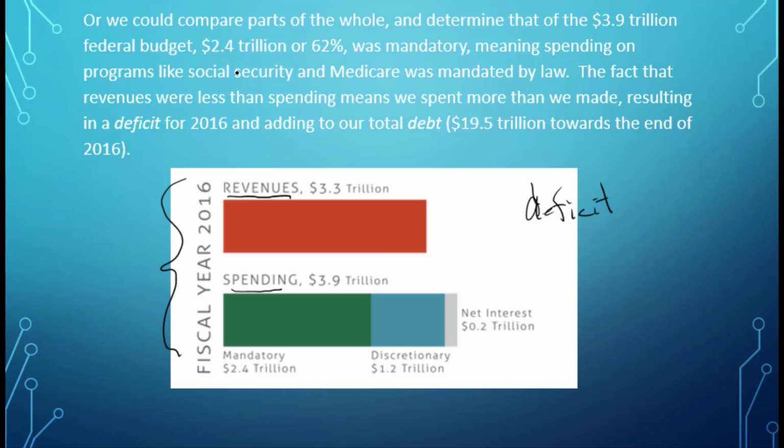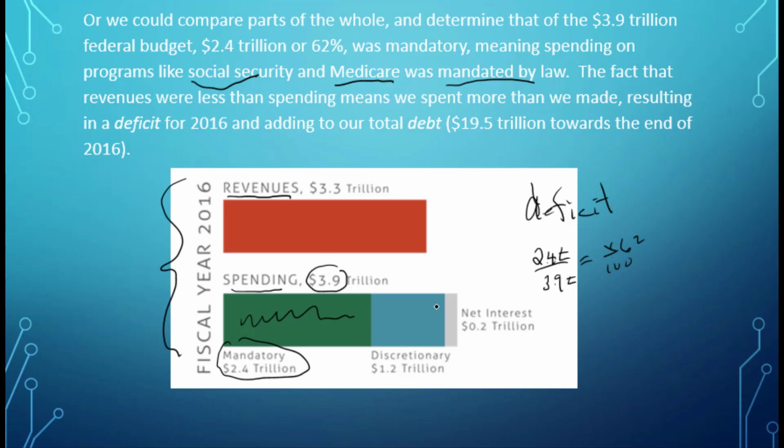Which shouldn't be a surprise to you. So of the $3.9 trillion that was spent, $2.4 trillion, which represents 62% of all the spending. The way they got that, which we'll do later in this chapter, is they took $2.4 trillion and divided it by $3.9 trillion, and they made that some number over 100 to get a percentage, because that's what a percentage is, and they got 62%. So 62% of all spending was mandatory, which means that it's mandated by law. Things like Social Security and Medicare are mandated by law.